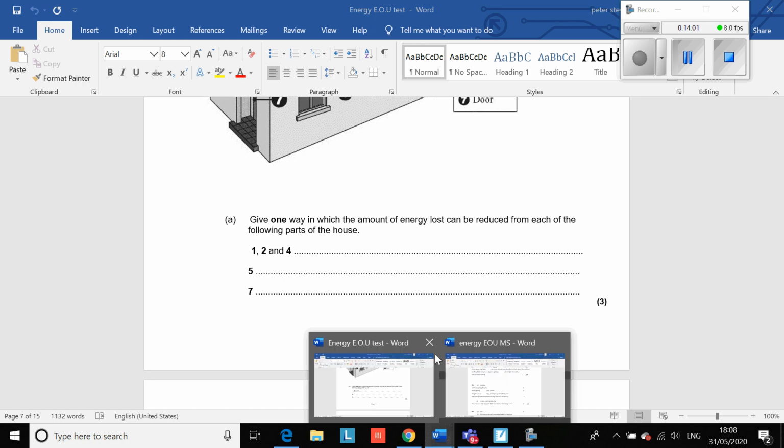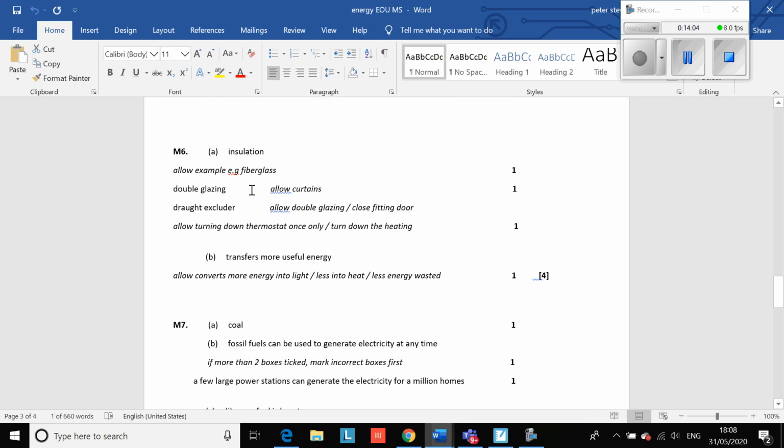So your ideas would be some kind of insulation. If you gave an example like fiberglass or loft insulation, that would be fine to protect the walls, the roof and the tank. Double glazing or curtains for the windows, draft excluder, double glaze it, close fitting door for the door.